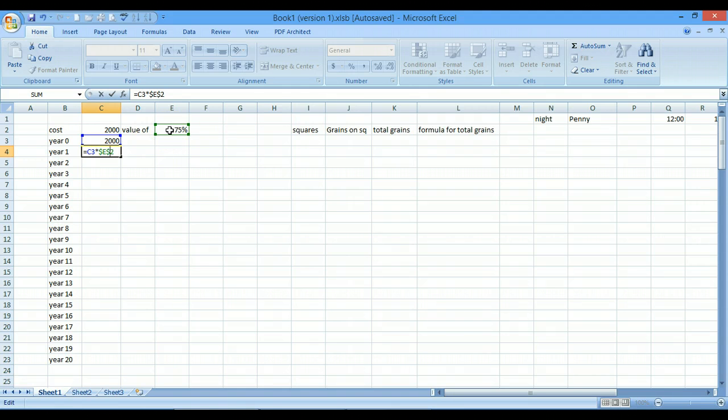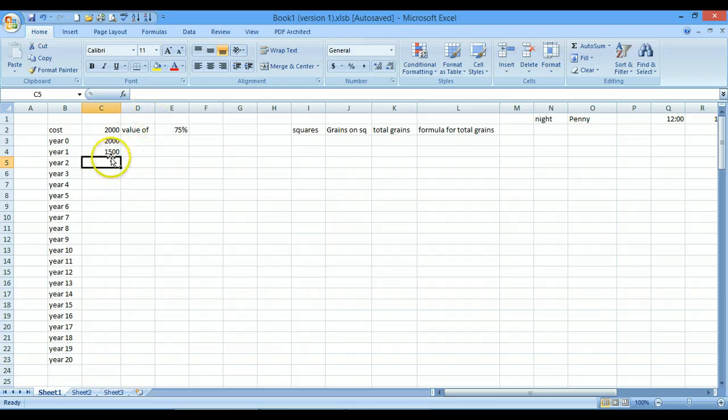If your F4 button isn't working, there are some laptops that need Function F4 or Control or Alt, I don't remember. So you might want to play around and find what works on yours, but most of them should be just F4. If you're having trouble still, feel free to type in Shift 4, which is the dollar sign, and just make sure that you're absolute cell referencing the row and the column. Now I can press enter, and there we go.